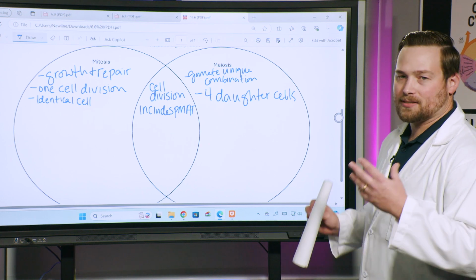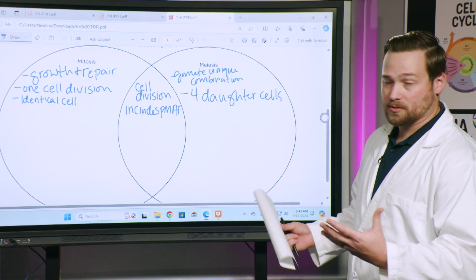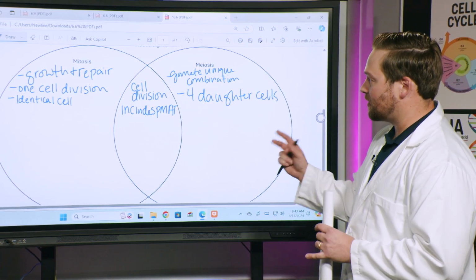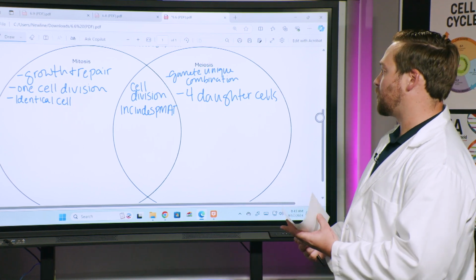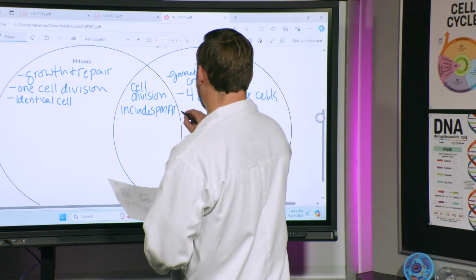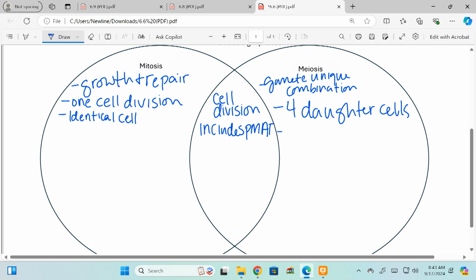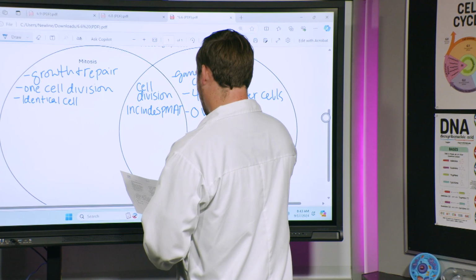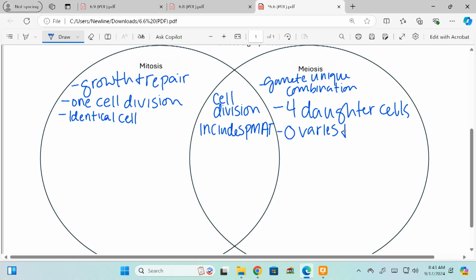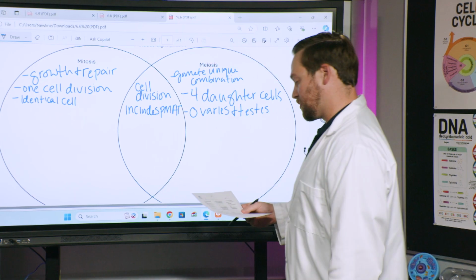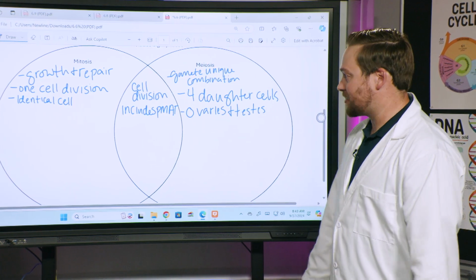All right, the next one here says occurs in ovaries and testes. Okay, ovaries and testes, these are our reproductive organs. So which one has to do with reproductive organs and reproductive cells? That's meiosis, right? So we'll put ovaries and testes, okay?